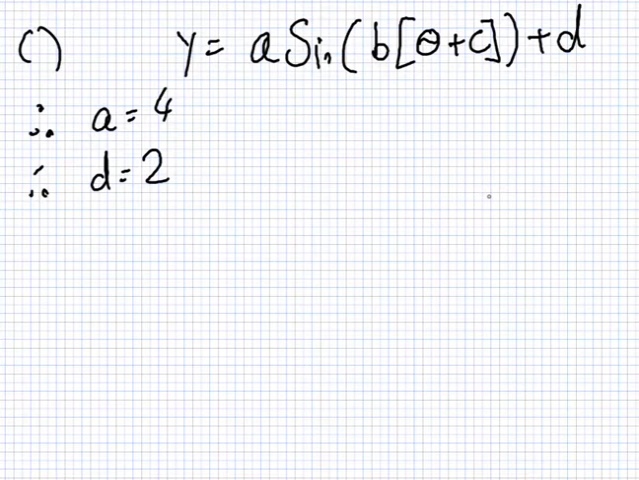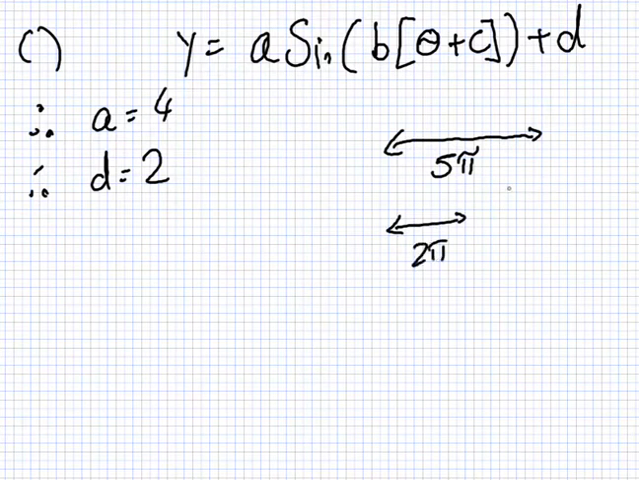This graph starts at 0 and finishes at what? 5 pi. So what is the period of this graph? It's 5 pi. But what is it normally for sine? 2 pi. So this graph has become 5/2 times bigger. It's 2.5 times bigger than normal. Therefore, what's the B?